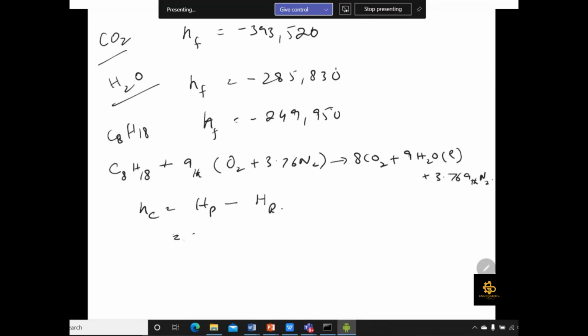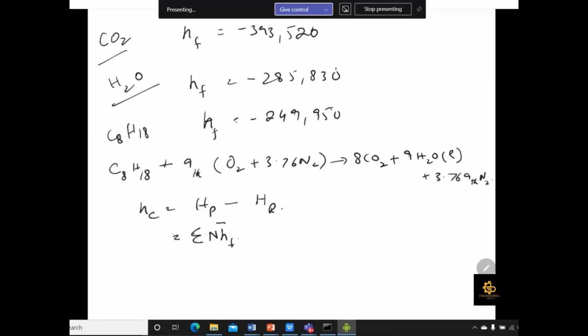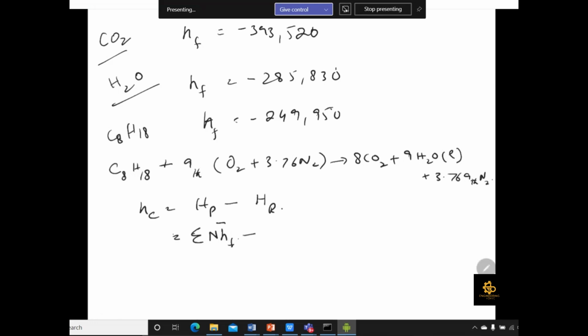Okay, so now here we can easily write that summation of number of moles times hf-bar, in kilojoules per kilomole. Number of moles I have just multiplied, because if you have to find it in the form of kilojoule per kg, you have to multiply with the mass. So here I just multiply with the number of moles.